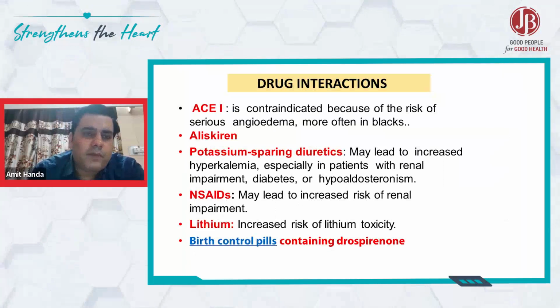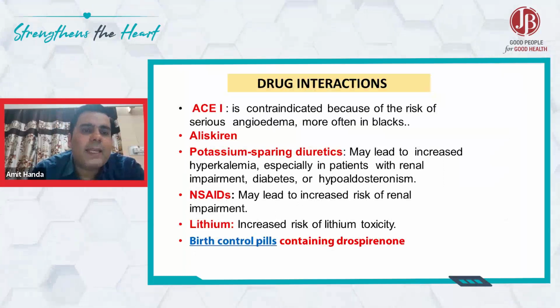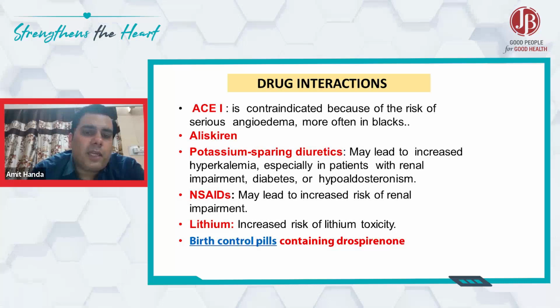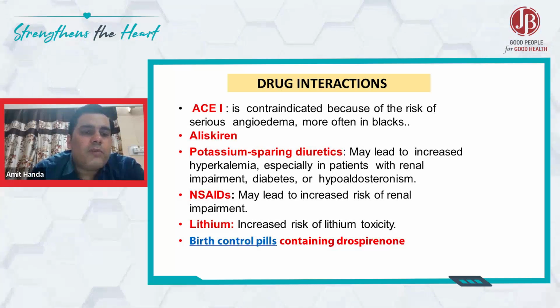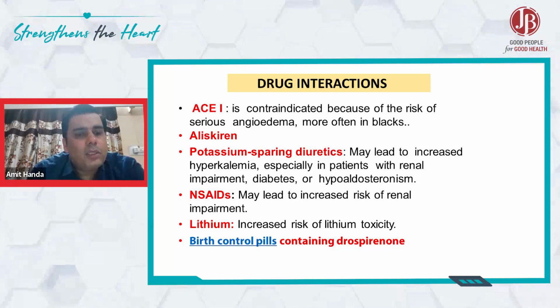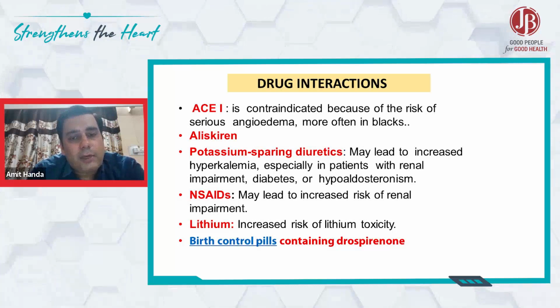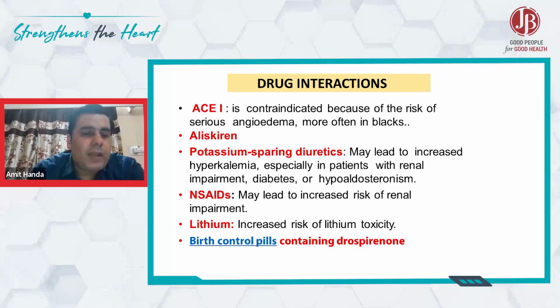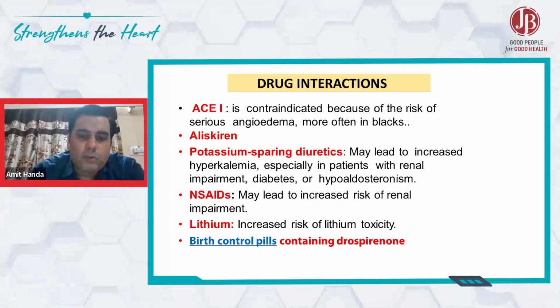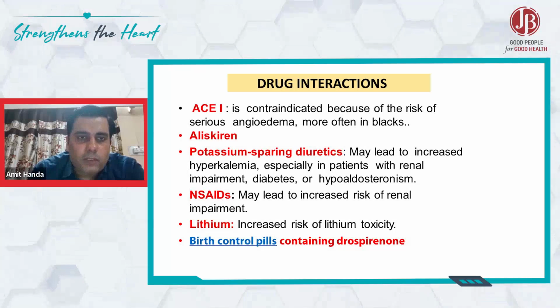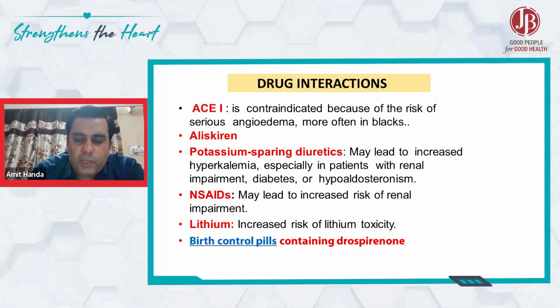So drug interactions, we have discussed that ACE inhibitors, aliskiren, potassium sparing diuretics can lead to increase in potassium levels. NSAIDs used concomitantly can lead to risk of renal impairment. Lithium toxicity chances can increase, and birth control pills containing drospirenone are also one of the things which can have interactions with the ARNI molecule.